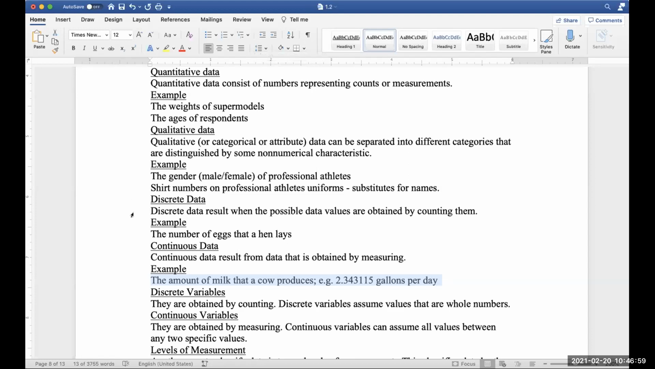Whereas if you're asking how many eggs a hen lays, there's no instrument there. You're not measuring. If you put a different instrument there, you're not going to get a different answer. It's the number that they lay.